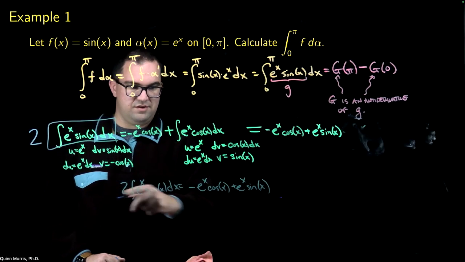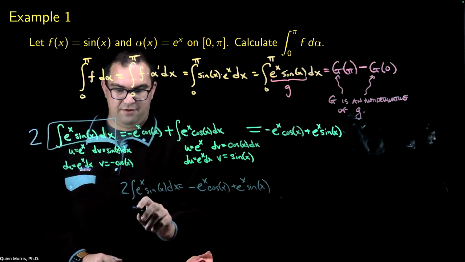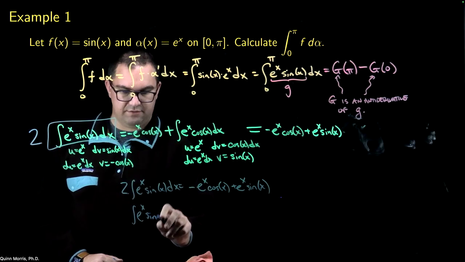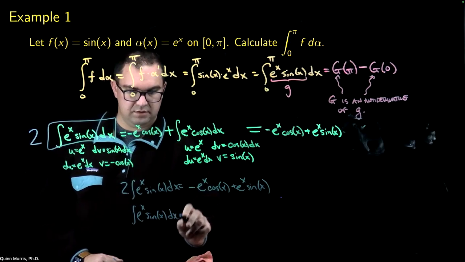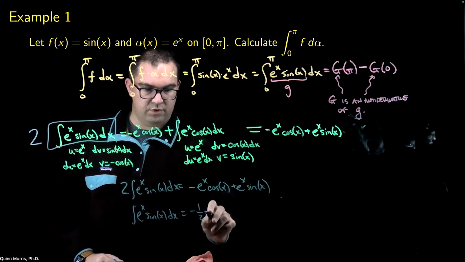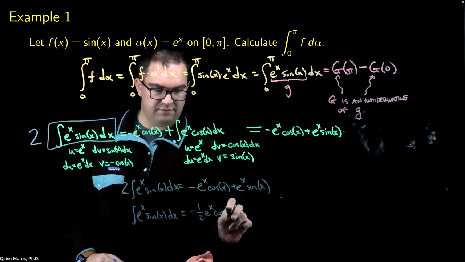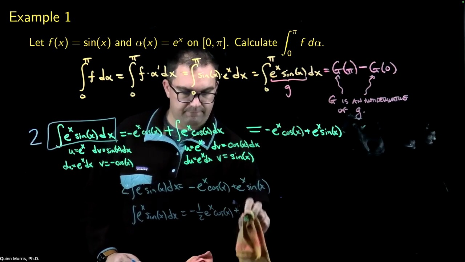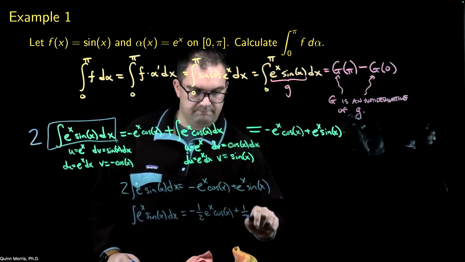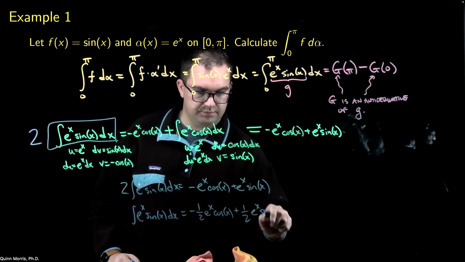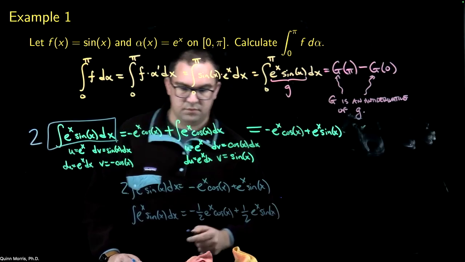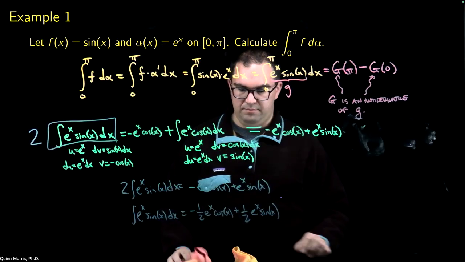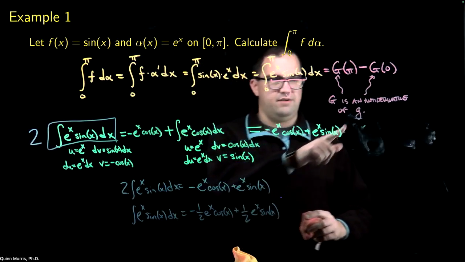And now if I want to find the value of this integral, I just multiply through by 1/2. And I get that the integral of e to the x sine of x dx is equal to negative 1/2 e to the x cosine of x plus 1/2 e to the x sine of x. All right. Well, again, now I've used that sort of Calc 2 trick to help me find the antiderivative.